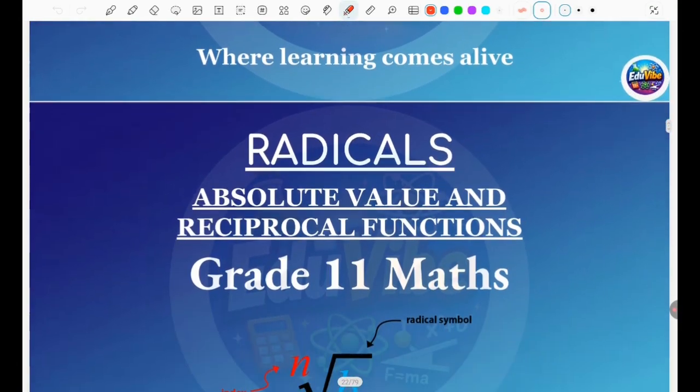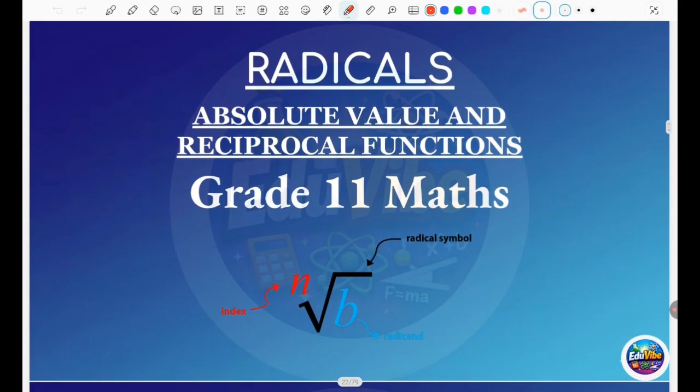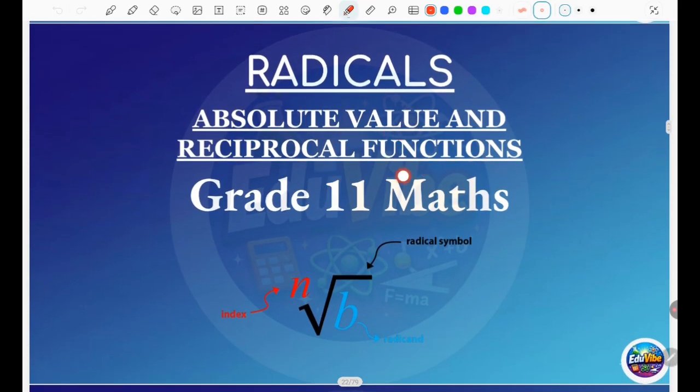In today's lesson, we are doing another topic of the radicals, which is the absolute value and the reciprocal functions. Absolute value is a small topic, and we are doing the absolute value functions in this video, and mainly the reciprocal part we do in the next lesson. So we are doing the same thing in that too.